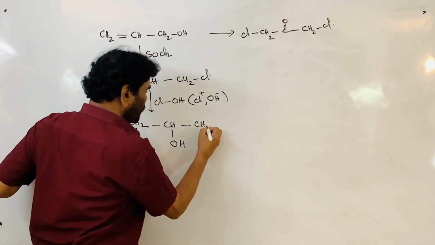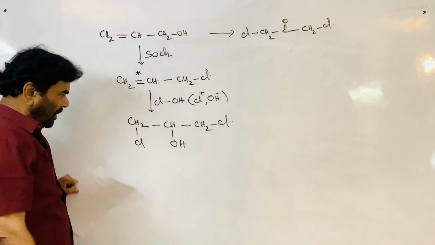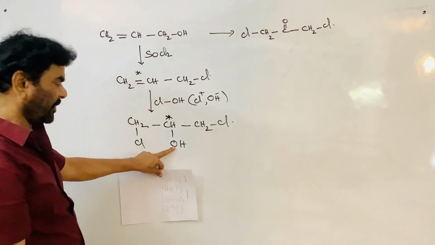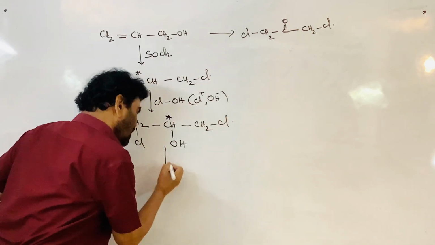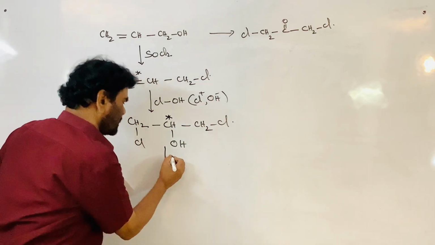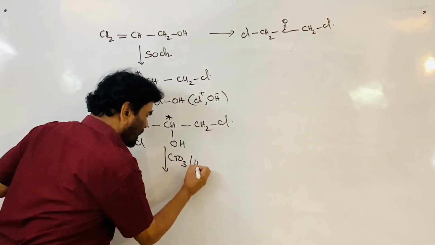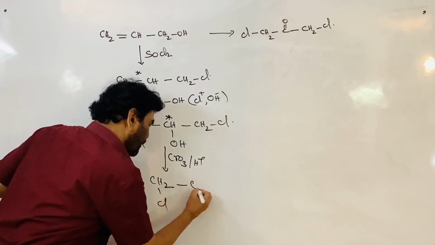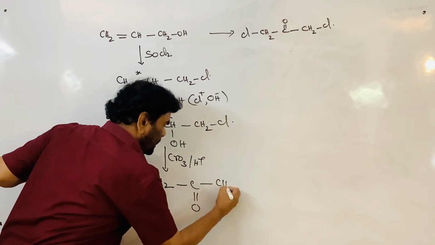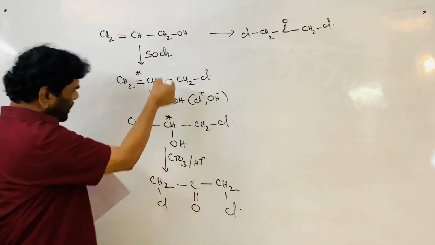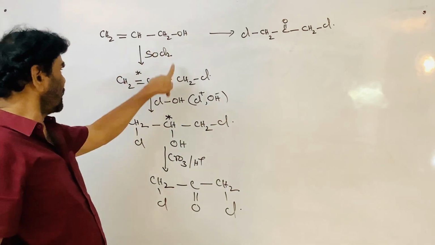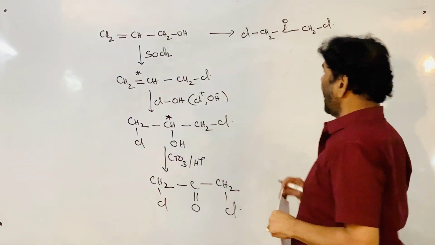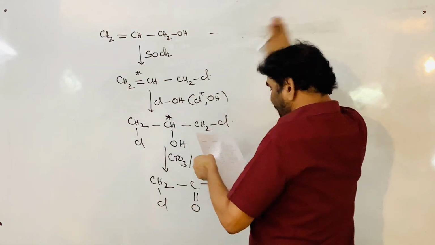This is the CH2Cl. Now, next, this is the carbonyl carbon, alcohol. This is a secondary alcohol. On treatment with CrO3, H plus, a secondary alcohol undergoes oxidation, giving the Collins reagent product, CH2Cl. That's all; this is a very simple conversion. That is one.